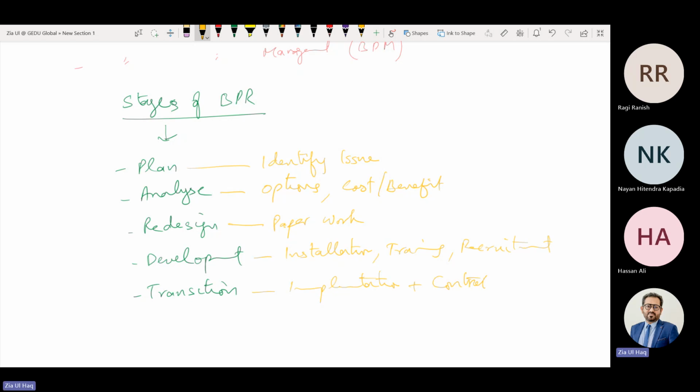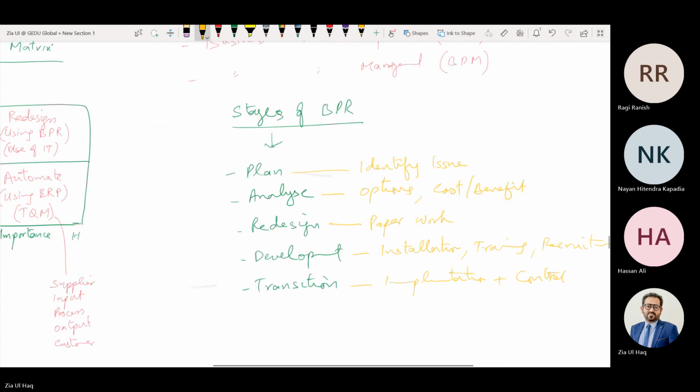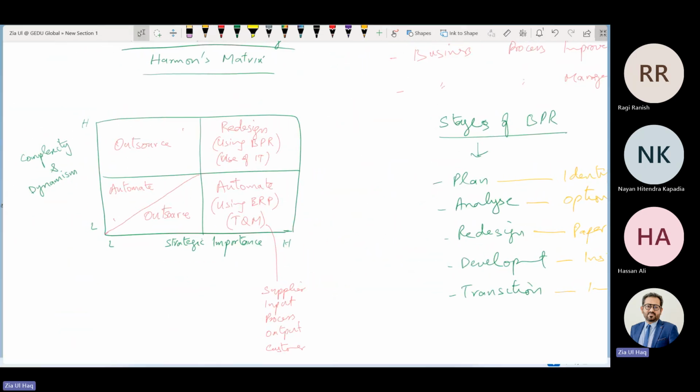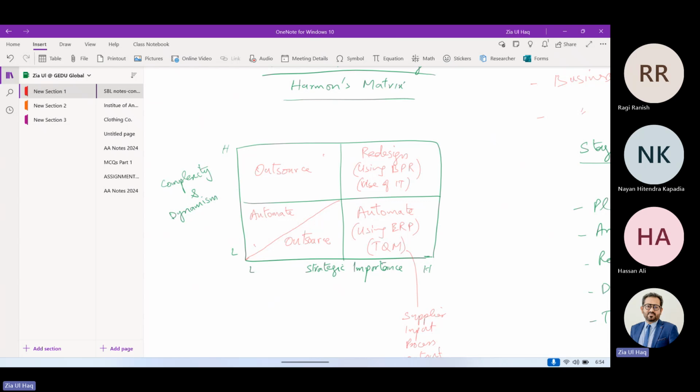So this is what a BPR, business process reengineering, is: plan, analyze, redesign, development, and transition. Let's move towards one more question.